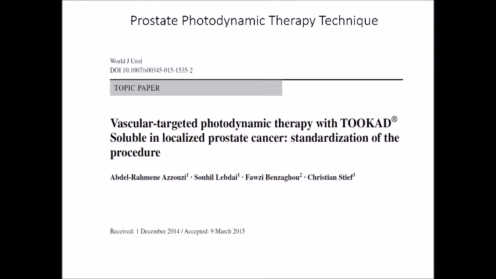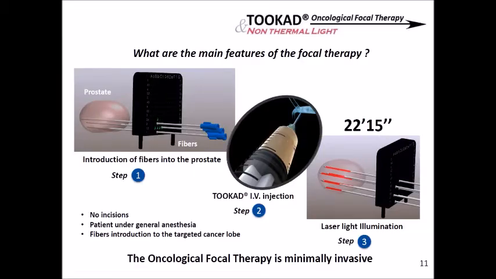Prostate photodynamic therapy is a well-standardized technique published since 2015 in the World Journal of Urology. The procedure is based on three main steps: the introduction of the fibers into the prostate, the injection of the photosensitizer intravenously, and the illumination of the targeted tissue by the laser light.